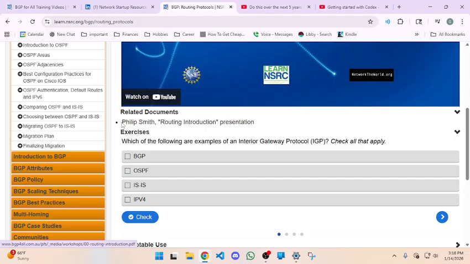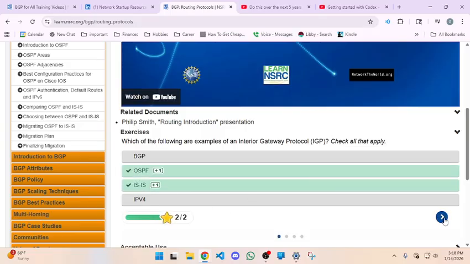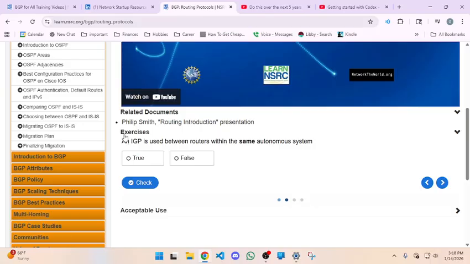I like how they have these quiz questions here. So let's keep going on these. Exercises. Which of the following are examples of an interior gateway protocol? Check all that apply. So just these two. Got it. An IGP is used between routers within the same autonomous network.